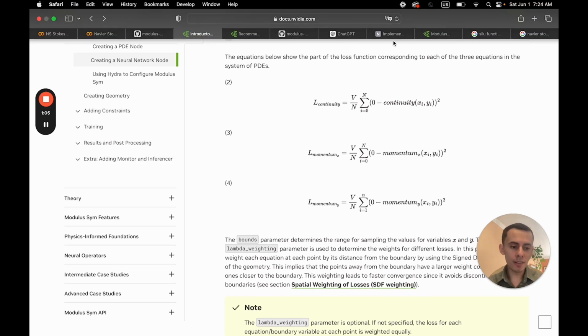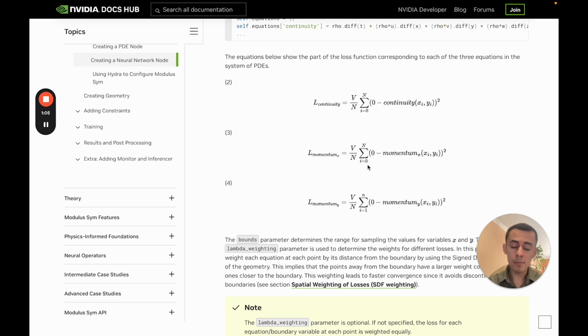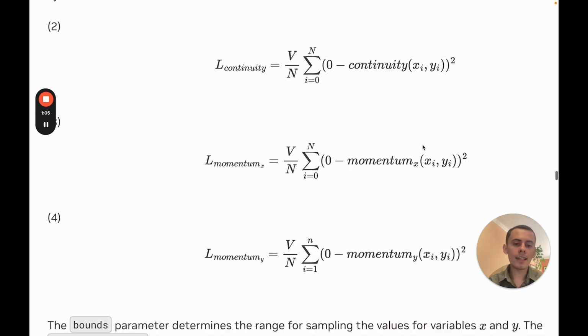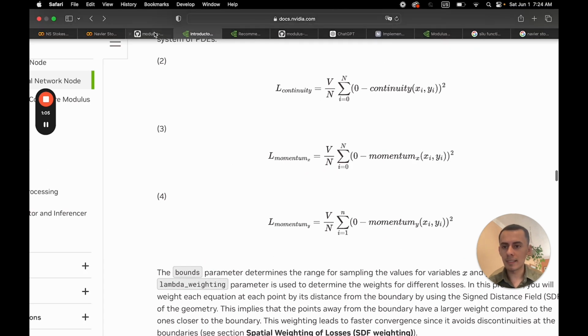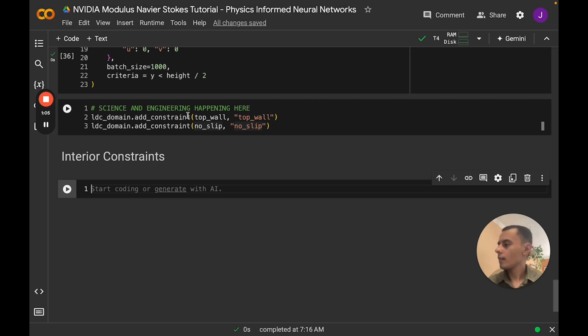I have a video where I talk about the loss function in the NVIDIA Modulus. It's an old video from when I first heard about the NVIDIA Modulus, and I made a video about it. I'm going to link it. You're welcome to watch it. It's 1 hour. Let's keep going.